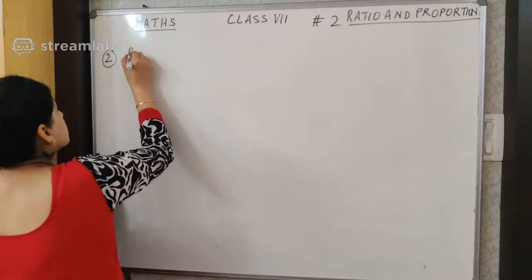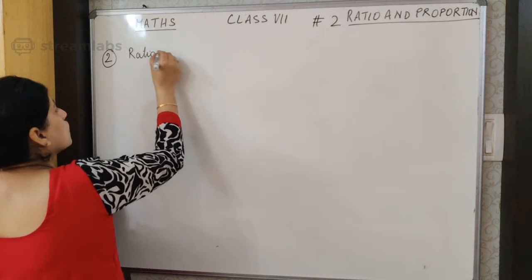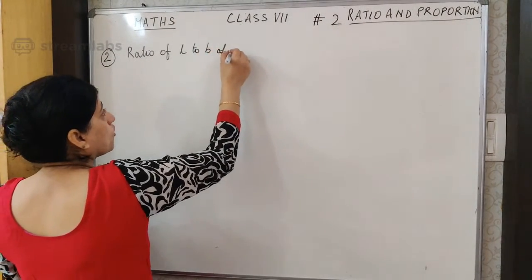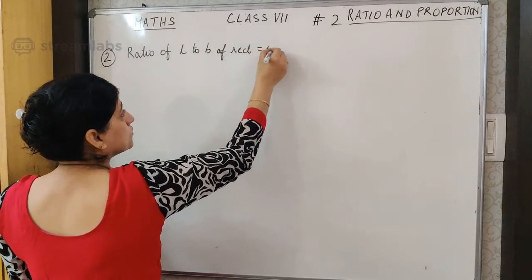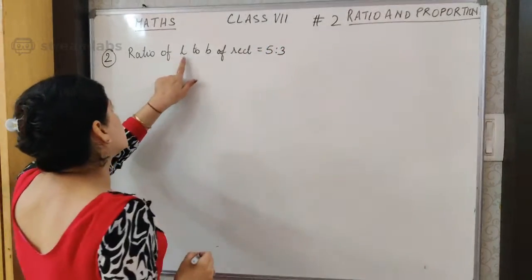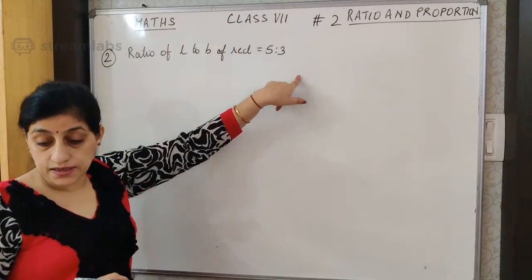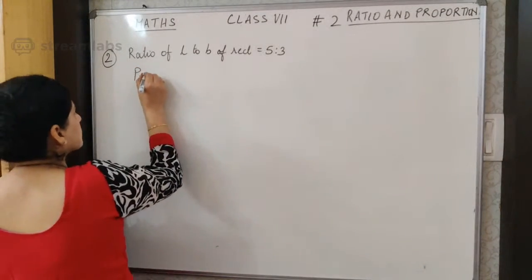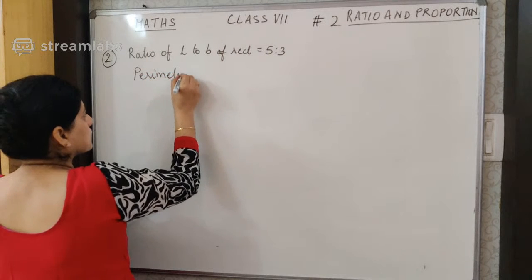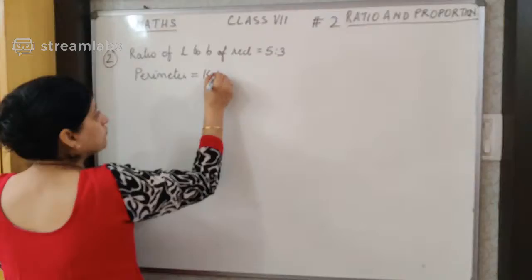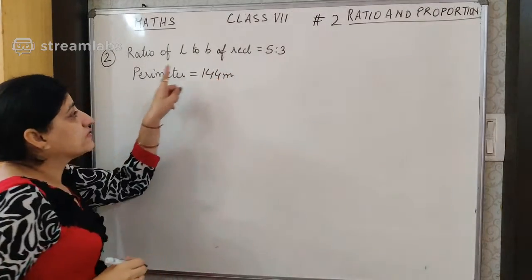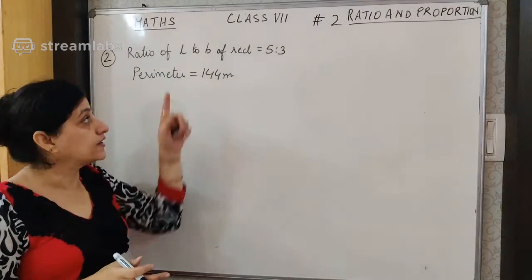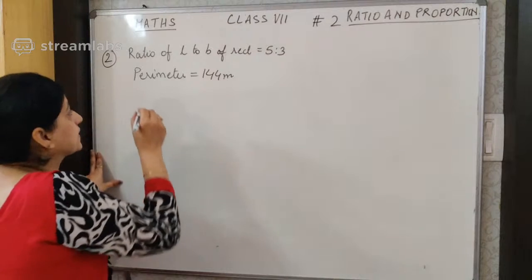It is given the ratio of length to breadth of the rectangle is equal to 5:3. You know, always the longer one is the length and the shorter one is the breadth. And its perimeter is equal to 144 meter. Whenever things are given in the ratio, these are in the lowest terms. So if we have to assume the required dimension, then we take it like this.